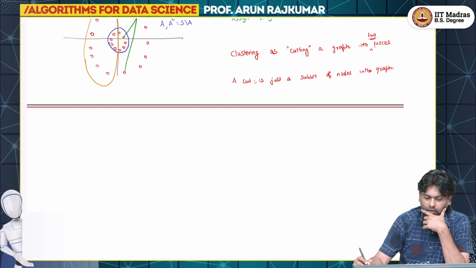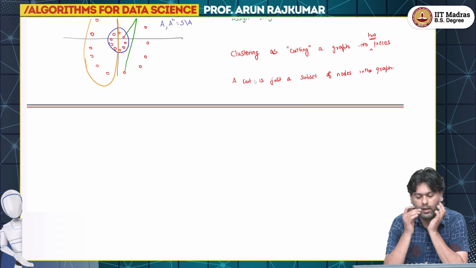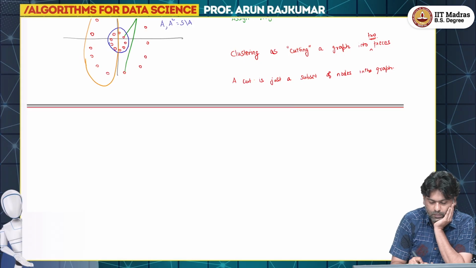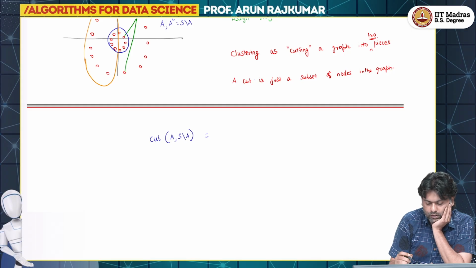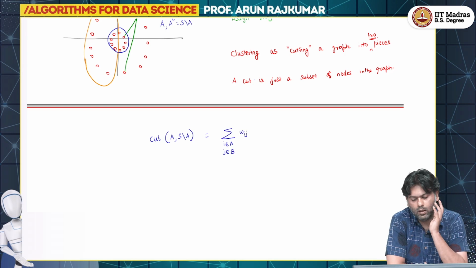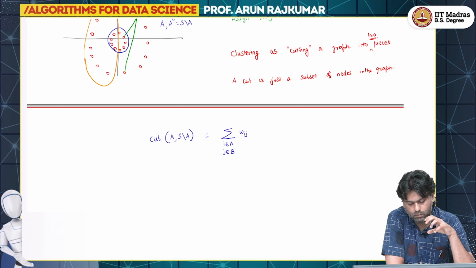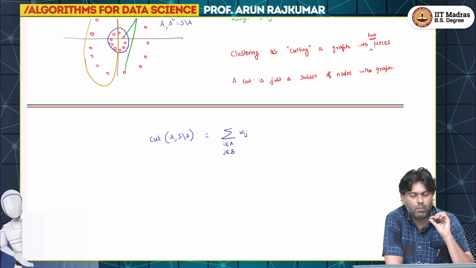somehow first of all define the goodness of a cut, right. So, I want to say the cut of A comma S minus A is just the sum of the weights of all the edges that go across the cut. I am going to define this function as the sum of the weights that go across the cut, right.